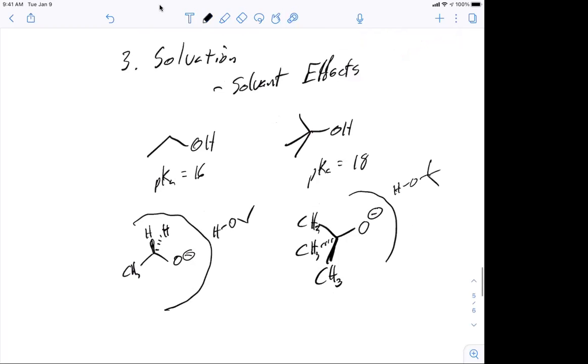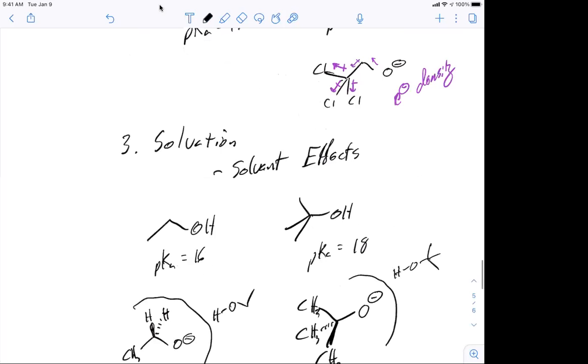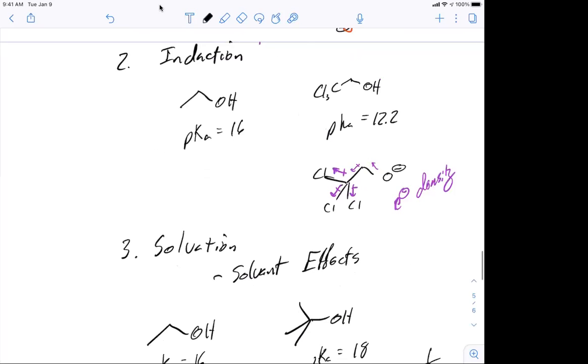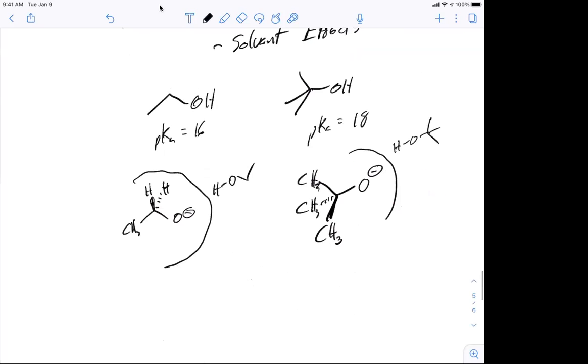So smaller alcohols that can allow more solvation of the conjugate base are going to have lower pKa's, whereas big bulky alcohols would have less solvation. And that's the reason we have the difference here. We have two electronically similar groups, but because of the sterics, we see a pretty significant shift, I mean, 16 to 18 is pretty significant. It's not quite as much as the inductive effect, but it still would be enough to shift a reaction one way or the other. Okay. Any questions about this?